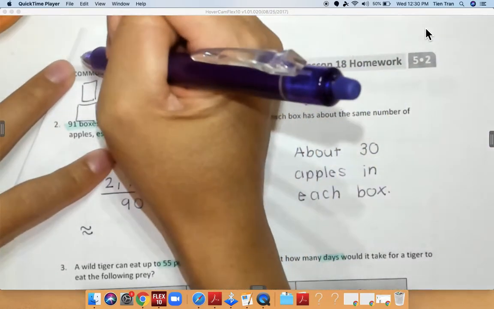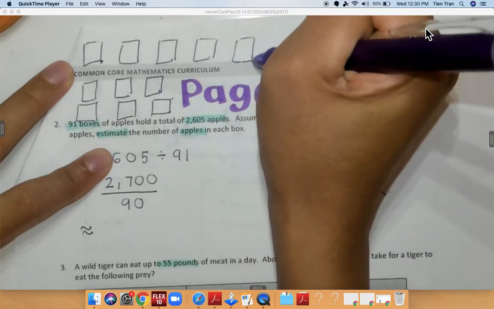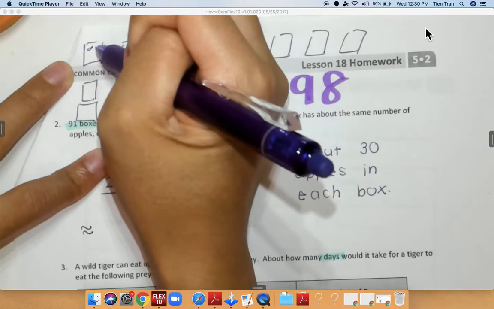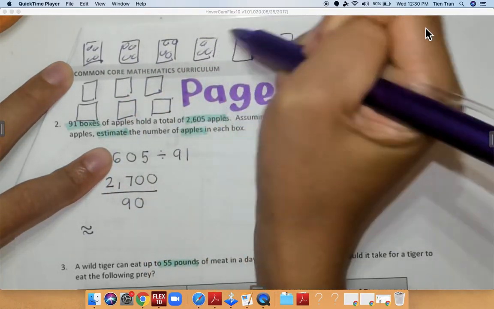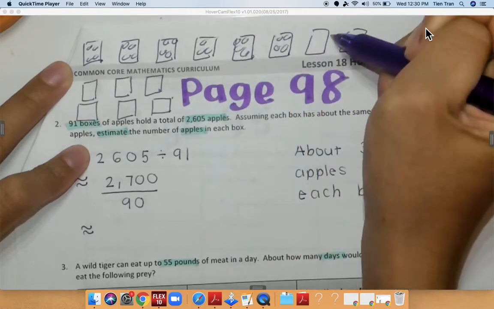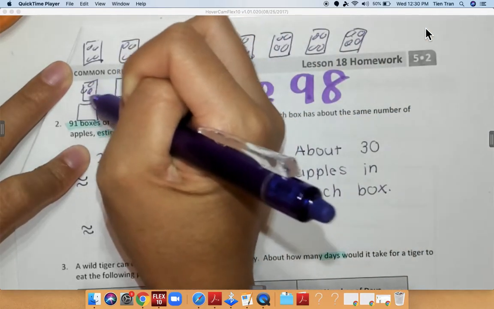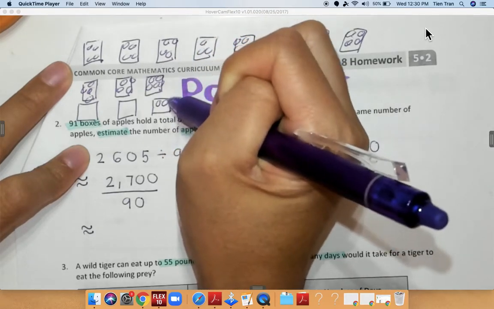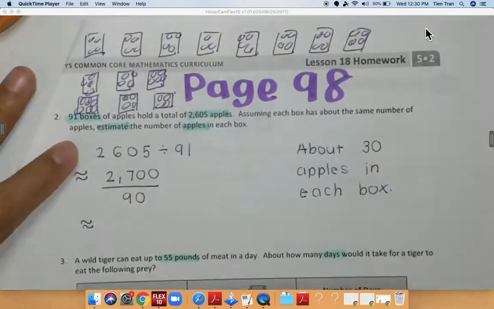91 boxes. I don't have time to draw 91 boxes, but I'm drawing some pictures out so that I know that there are a lot of boxes that are being filled with little apples. So in each box there are a bunch of apples. It says altogether there are 2,605 apples. So I'm just drawing random apples so you can visualize it in your head. Because if you're not visualizing what's going on in the story, you're not going to be able to solve for your answer. So that's what I'm doing there.